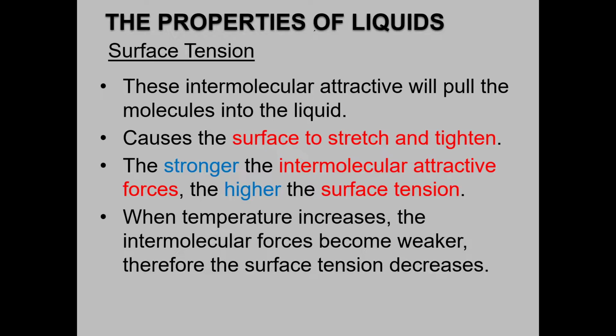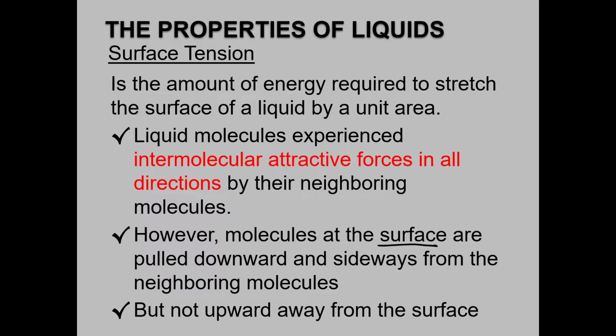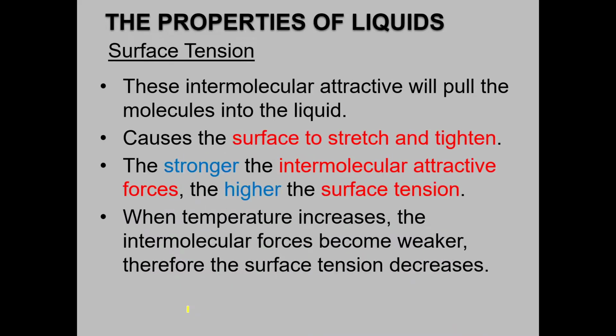Explain surface tension in liquid. So apa yang you guys perlu cerita is semua experiencing intermolecular attractive forces, tetapi molecules at the surface are pulled downwards and sideways. So this is the important thing yang you guys kena highlight dalam jawapan. So molecules at surface ni, they are pulled downwards and sideways, tetapi bukan dari atas, but not outwards away from the surface lah. Okay, so it causes the molecule to be compact dekat atas.